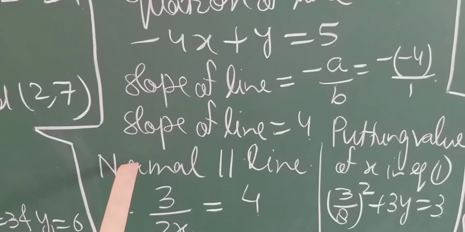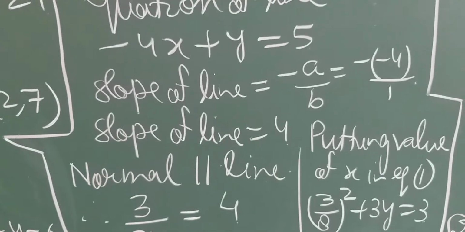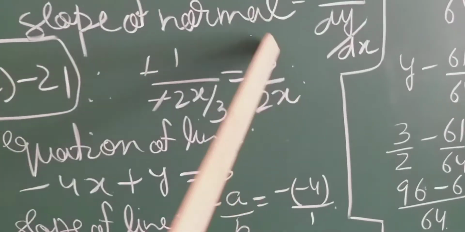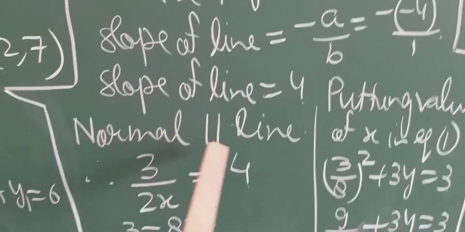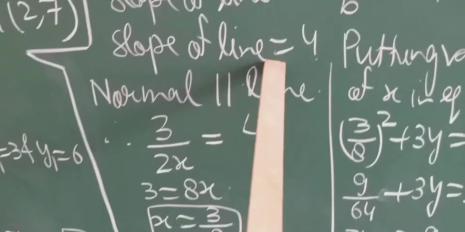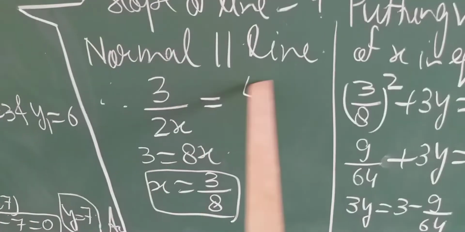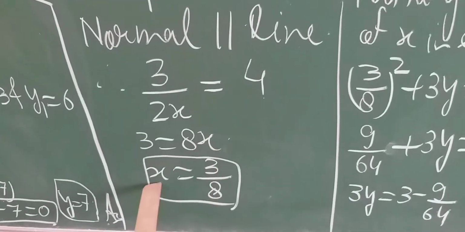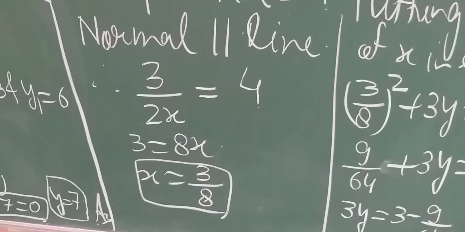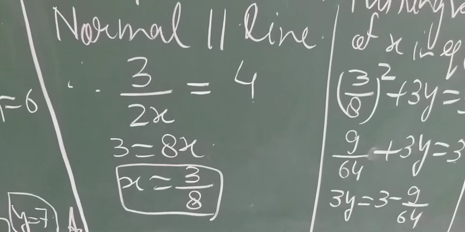And student, it is given to us that normal is parallel to line. So this is the slope of normal and this is the slope of line. Both should be equal. Let us do cross multiplication. x equals to 3 upon 8, or you can say x1 equals to 3 upon 8.